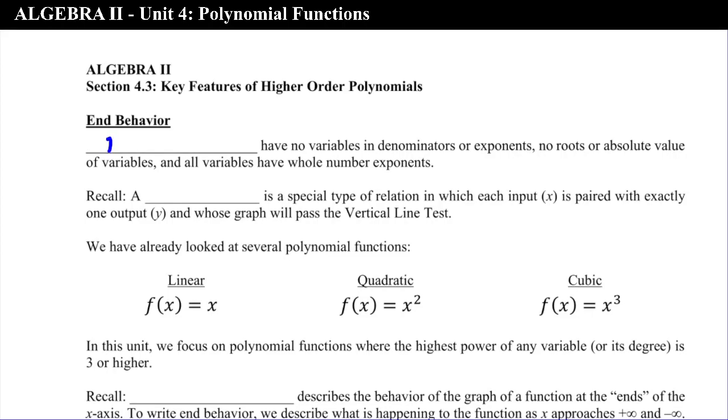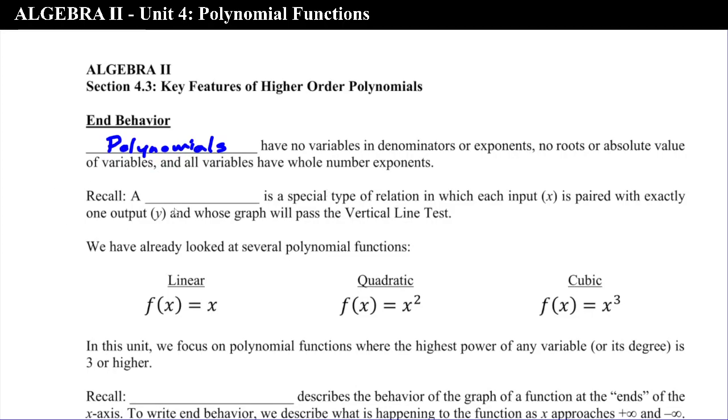So remember that polynomials have no variables in denominators or exponents. They have no roots, or at least they are not a square root, okay? So you cannot have a square root in a polynomial. They have no absolute value of variables, and all variables have whole number exponents. So you can't have x to the 1/3 or x to the 3/5 or anything like that.